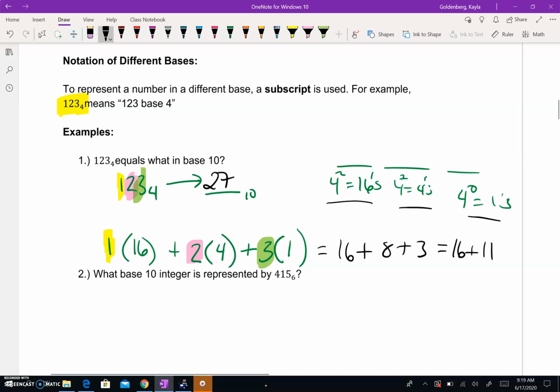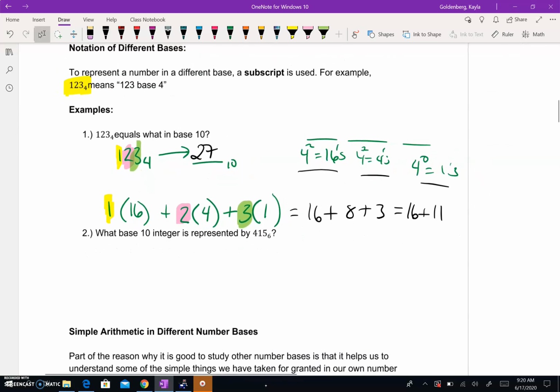So remember, similar to before, anytime I go from a little base, like base 4 or base 6, to base 10, it should be a smaller number, right? Because it takes more to get to a new digit in base 10 than it would in base 4. So it does make sense that we are now only a 2-digit number rather than a 3-digit number.